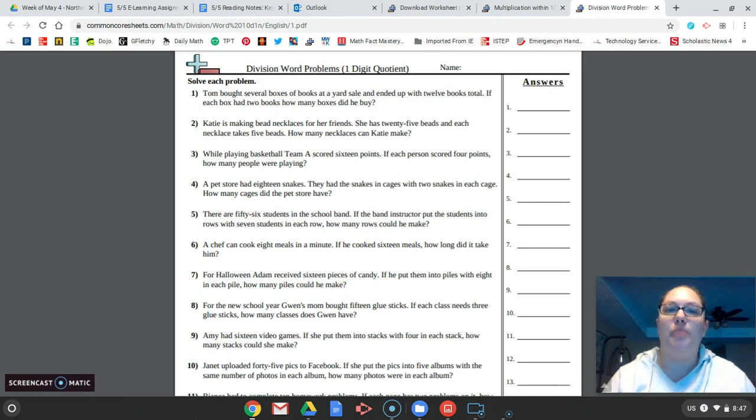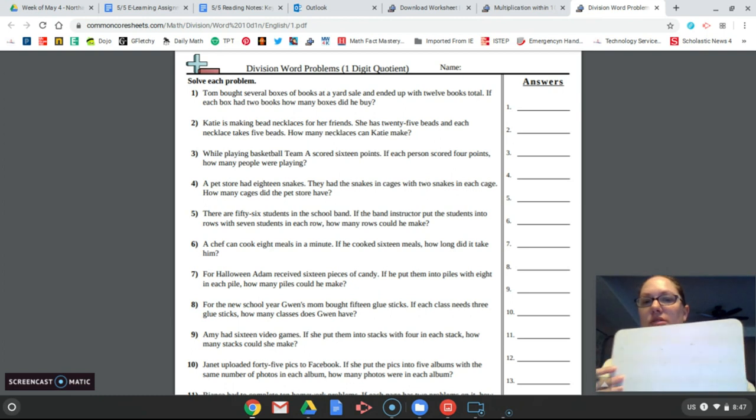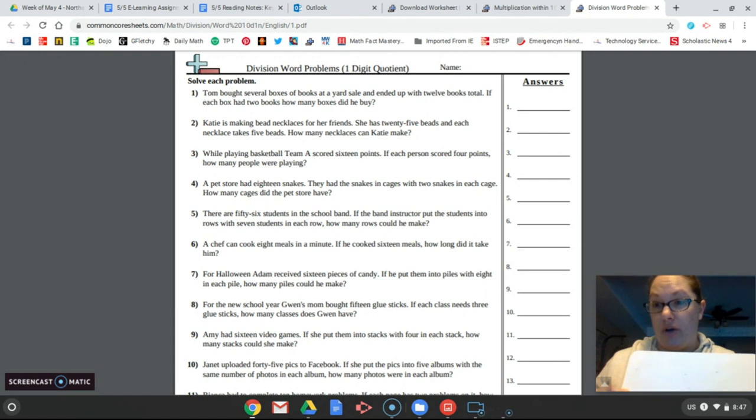Okay, if each box had 2 books, how many boxes did he buy? Okay, so we're going to use repeated subtraction today to try to do this, and we haven't done this before in class, so I want you to pay really, really close attention. So when we use repeated subtraction to divide, we're going to start with our total, just like we would in division. So they told us in the problem that we have 12 books total. So we start with our total, okay? Then you're going to take away the same number until you get to 0 and you can't take any more away.